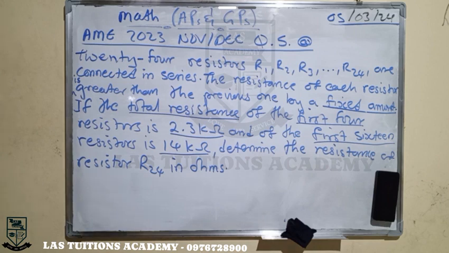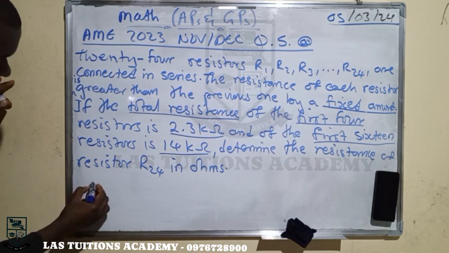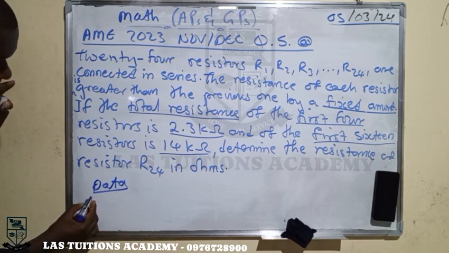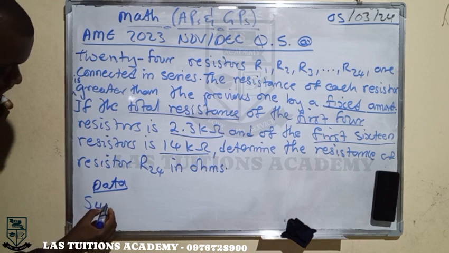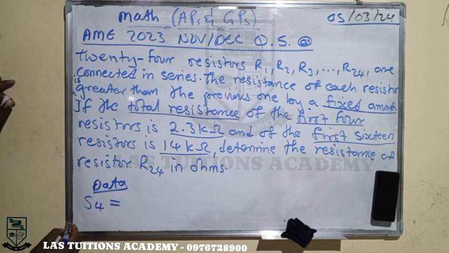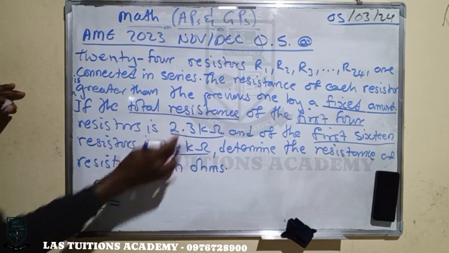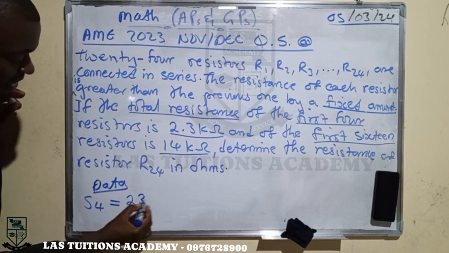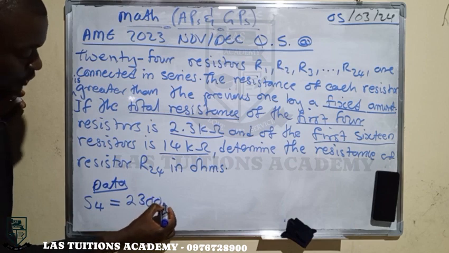Okay, so now let's move on to working out the problem. We are told, let's write up some data here: the sum to the fourth term is equal to 2.3 kilo ohms, which is 2,300 ohms.